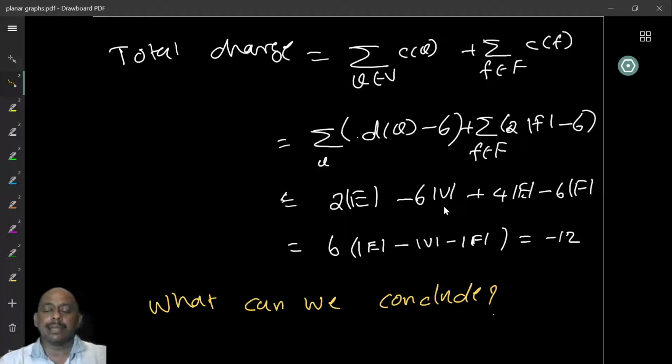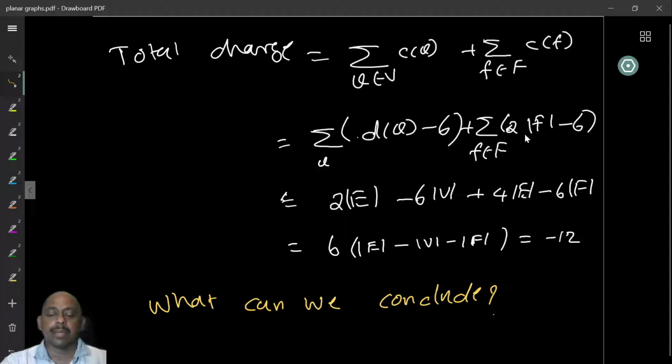Now, similarly, for a face, an edge is incident to at most 2 faces. So therefore, if you sum over all the faces, you will get at most twice the number of edges, 2e. But now we have two times the length of F. So therefore, it is 4 times, at most 4e, and then minus 6, which is over all the faces, so it's minus 6F. So I will get 6 into E minus V minus F.